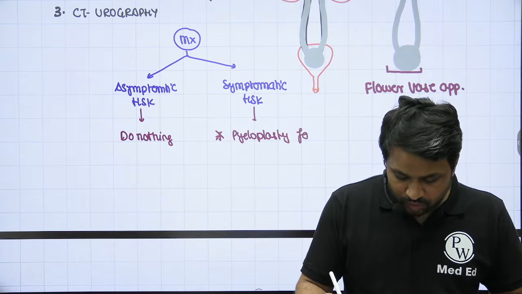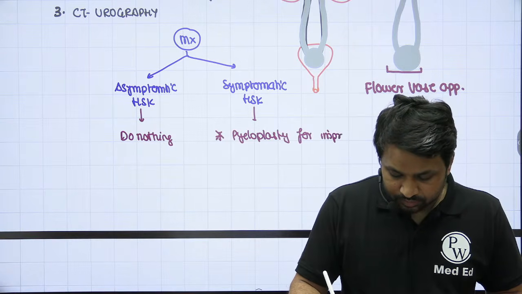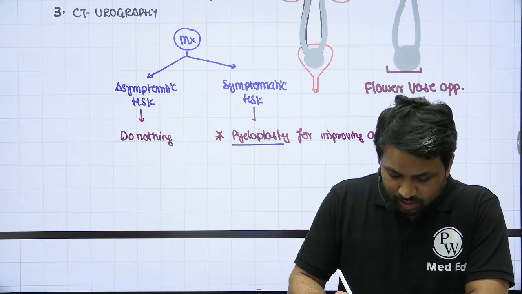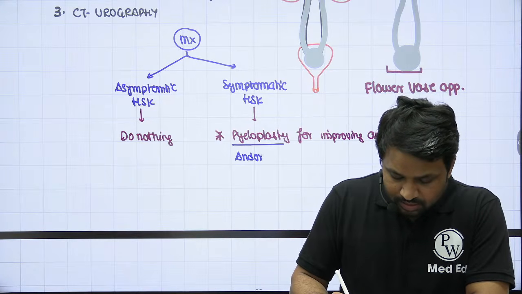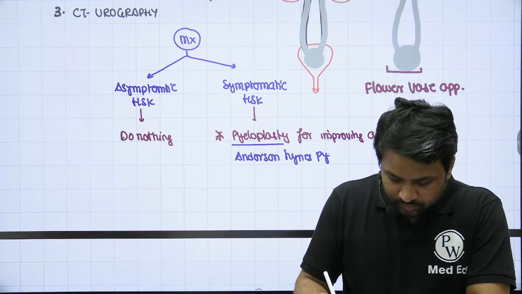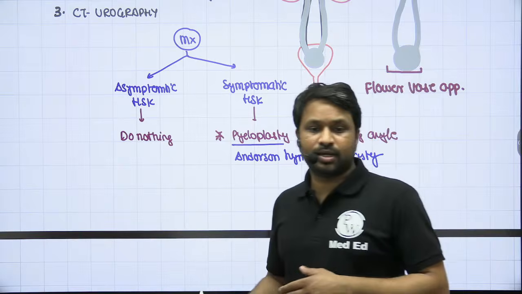Pyeloplasty for improving the angle. One such pyeloplasty that you can remember is called the Anderson-Hines pyeloplasty. You can do an Anderson-Hines pyeloplasty.